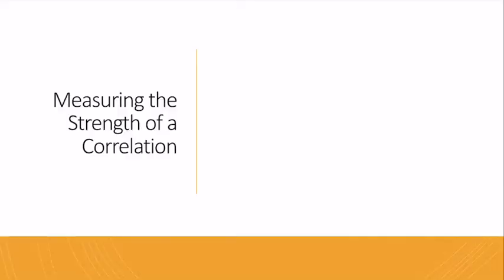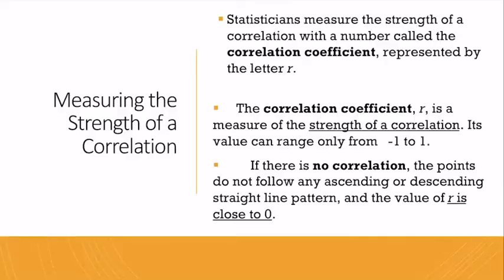So how do I measure the strength of a correlation? Well, I had mentioned this correlation coefficient R. We measure the strength of a correlation with our correlation coefficient R that will be calculated for us. R can only be between -1 and 1. -1 means perfect negative correlation. +1 means perfect positive correlation. Perfect correlation should not happen in the real world.